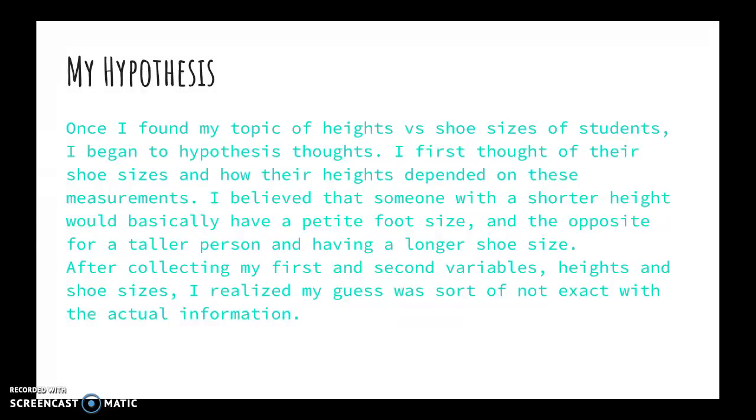My hypothesis. Once I found my topic of heights versus shoe sizes of students, I began to hypothesize thoughts. I first thought of their shoe sizes and how their heights depended on these measurements. I believe that someone with a shorter height would basically have a petite foot size, and the opposite for a taller person in having a longer shoe size. After collecting my first and second variables, heights and shoe sizes, I realized my guess was sort of not exact with the actual information.